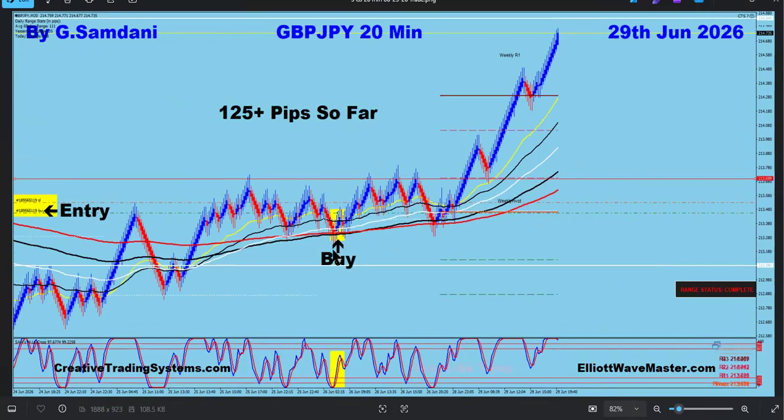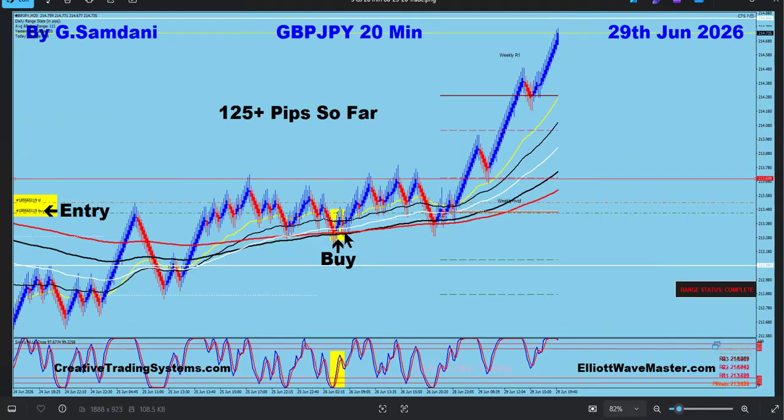This is pound yen, same drama, same setup here. This was the entry, this was the entry, this was the entry. Beautiful entries, right? So at the time of the entry, my SL is right behind the high or the low, which in this case is the low. So right there, and it is always 25 pip.